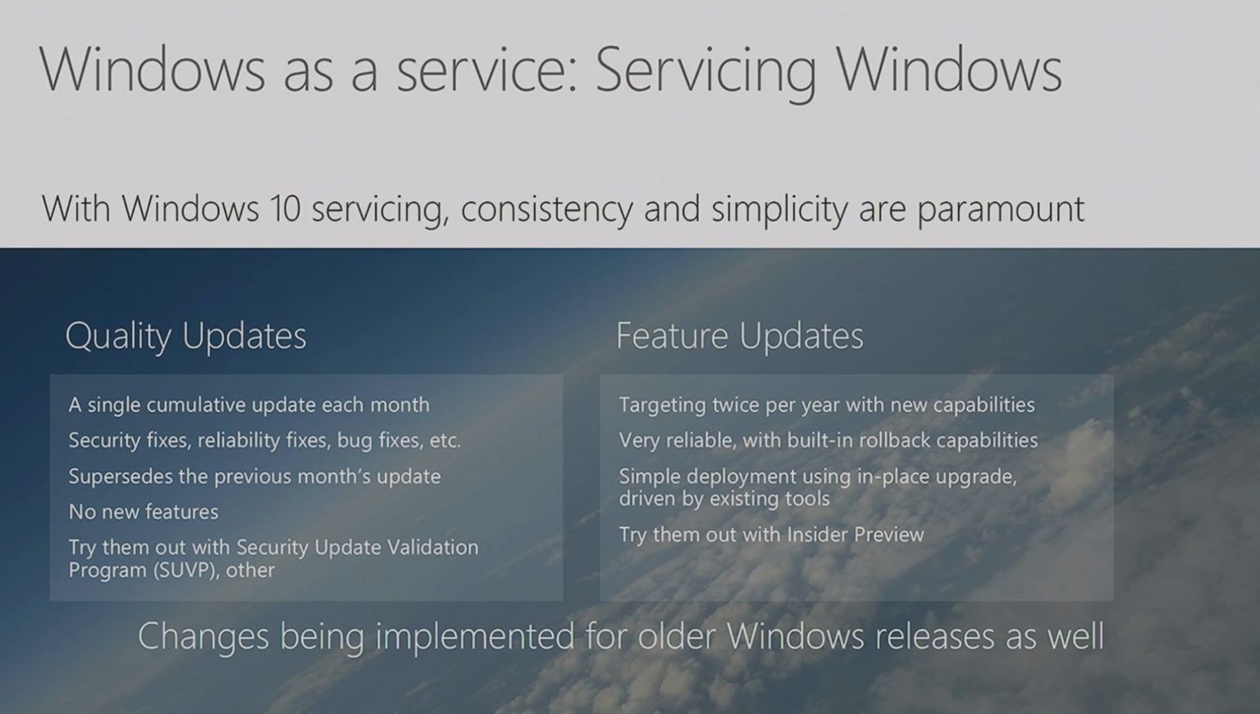When we talk about updates, we use two different terms: quality updates, which are the monthly patches that you're used to, and feature updates. Feature updates are the new releases like 1607 that add new features to Windows 10. For the quality updates, as I mentioned before, there is a single cumulative update each month on Patch Tuesday, containing security fixes, reliability fixes, bug fixes, all types of fixes rolled together. It always supersedes the previous one. There's no new features added into them.